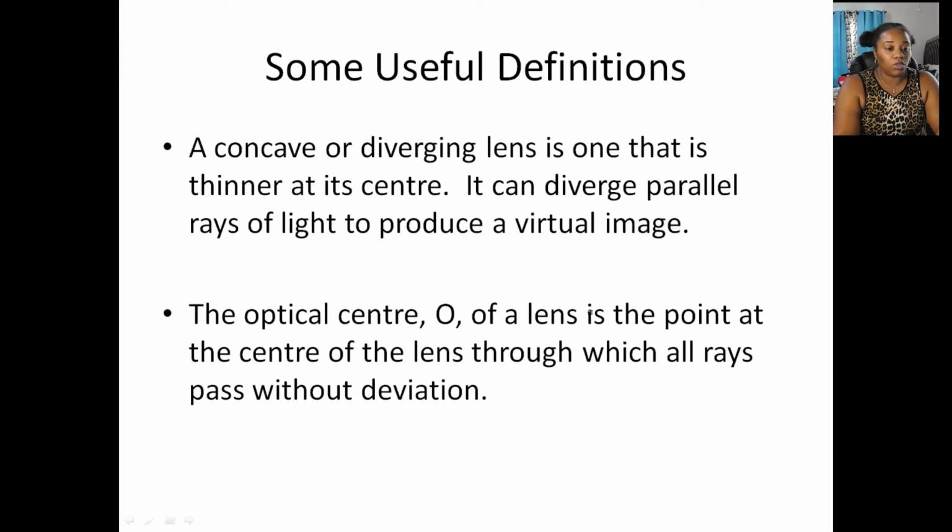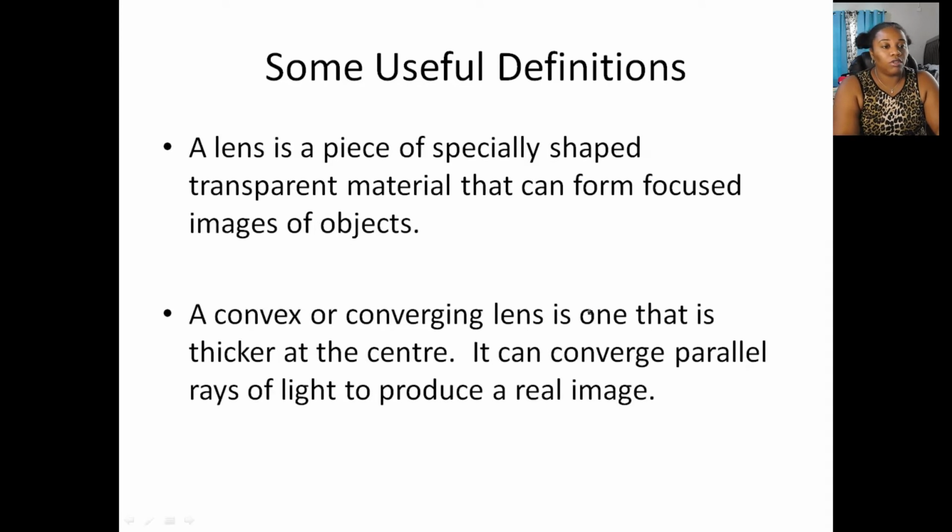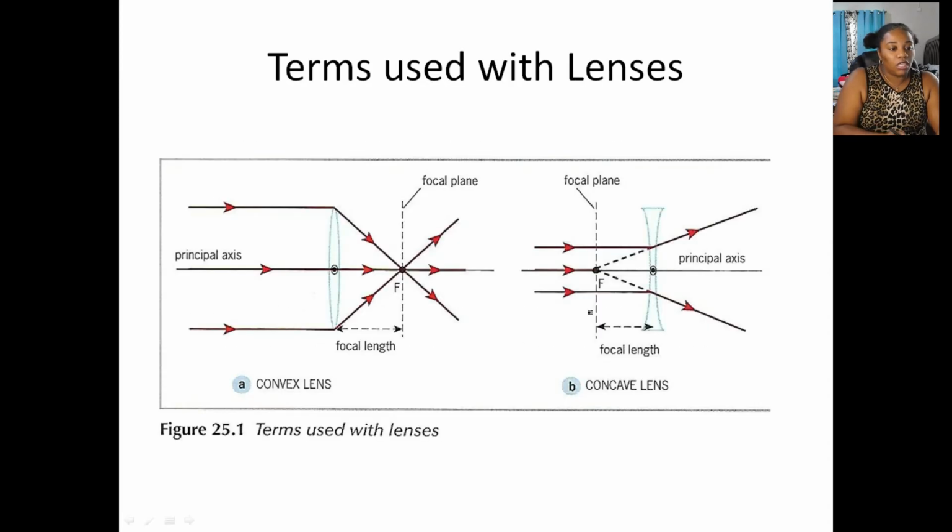The optical center O of a lens is the point at the center of the lens through which all rays pass without deviation, meaning they go through straight, right? So if you look at this, you'd realize if this is a ray of light, it did not bend, so that's without deviation. The ray of light here did not bend, without deviation. However, if you're not passing through the optical center, you're going to bend depending on the lens used. So you're going to bend away for diverging, and for converging, bend towards the principal axis, right? Good.